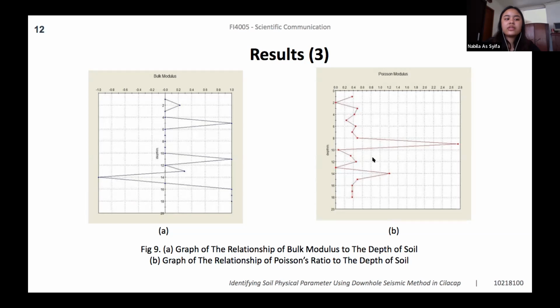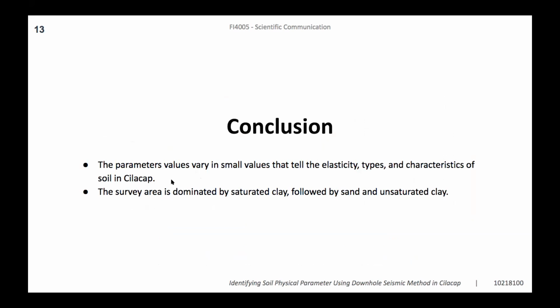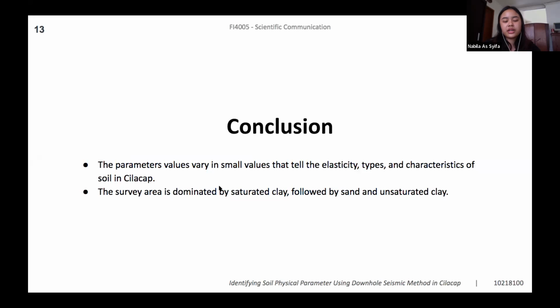Okay, so to conclude everything, I would like to point out the important information from the result. The parameters that have been determined are the shear, Young, and bulk modulus. Those parameters vary in small values that tell the strength, types, and characteristics of soil in Chilachep. And the Poisson ratio value that have been obtained and match up has identified the soil properties in the area, which is dominated by saturated clay, followed by sand and unsaturated clay. So that brings us to the end of my presentation.